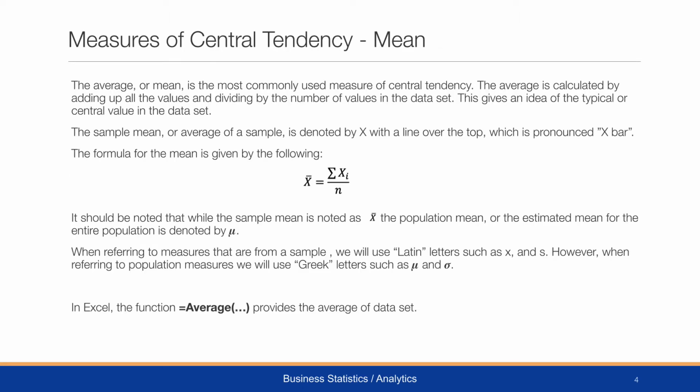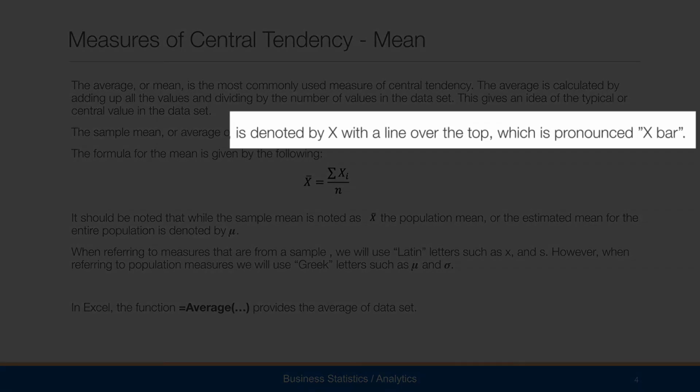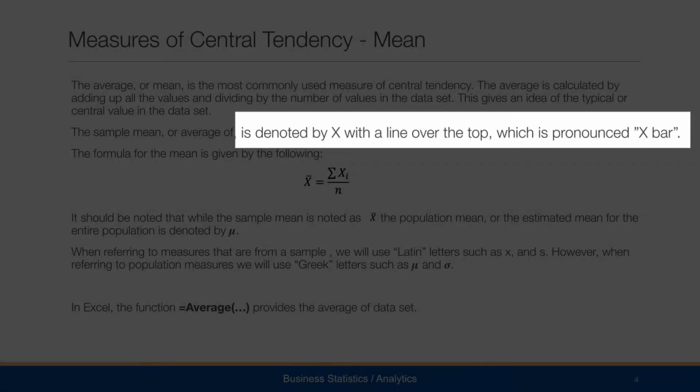Now, the average, we kind of know, but we'll go through a little math formula here. The average or mean is the most commonly used measure of central tendency, and it's calculated by adding up all the values and dividing by the number of values in the data set. This gives an idea of the typical central value of the data itself. A sample mean, so if we had a sample, not an entire population, we're going to denote it by an X with a line over the top, and that's going to be pronounced X bar.